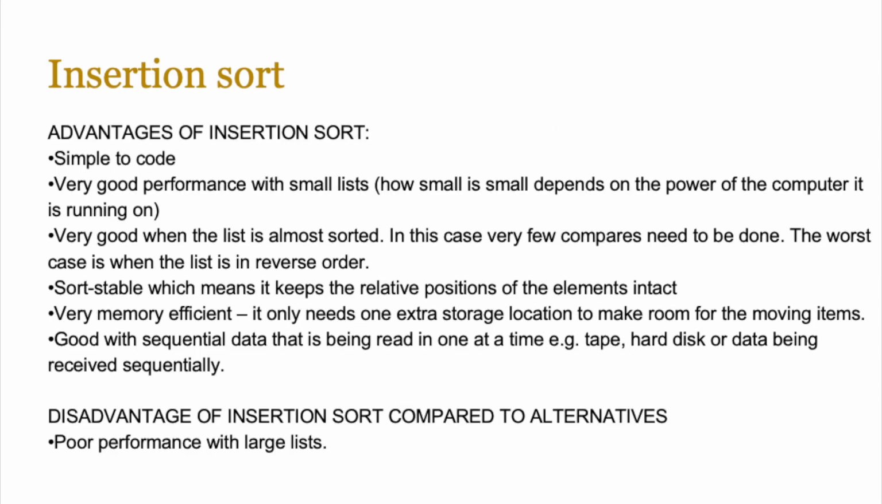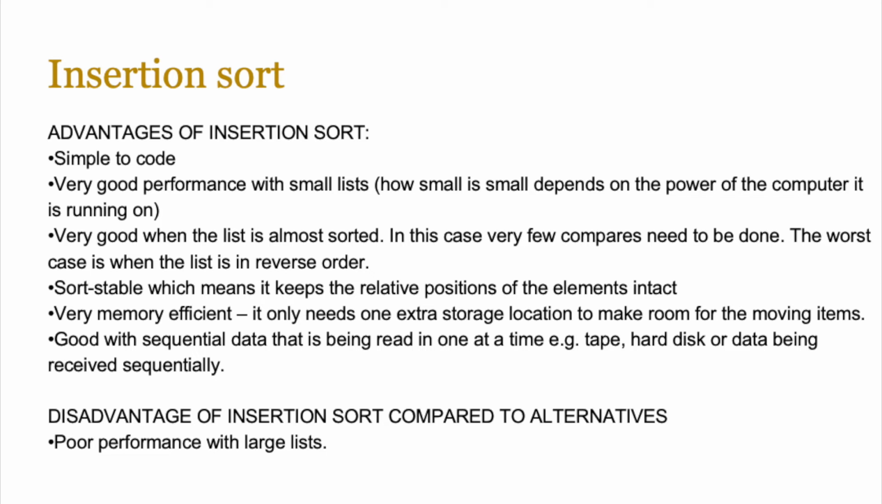So why do we want to use insertion sort? What are the benefits of that? Well, insertion sort is very simple to code. It has very good performance with small lists. Now, how small is small actually depends on the power of the computer it's running on, because for a mobile phone, perhaps a few thousand would be a simple list, whereas with a supercomputer, billions and billions of items on a list might be small. It's very good when the list is almost sorted. In this case, very few compares need to be done. The worst case is when the list is in reverse order. That requires a huge amount of swaps.